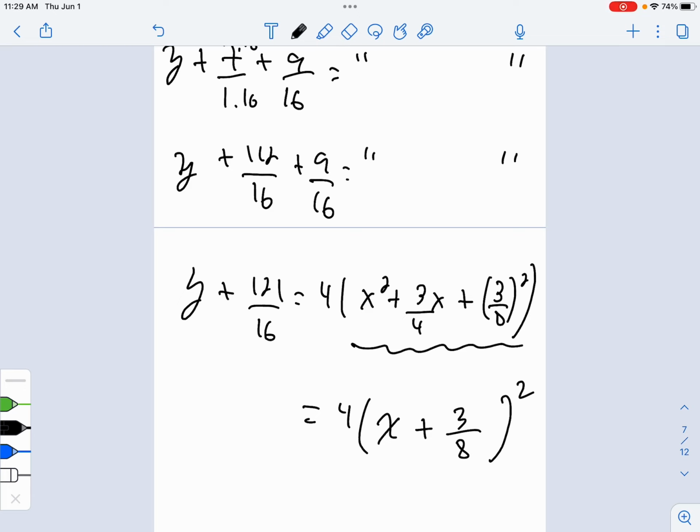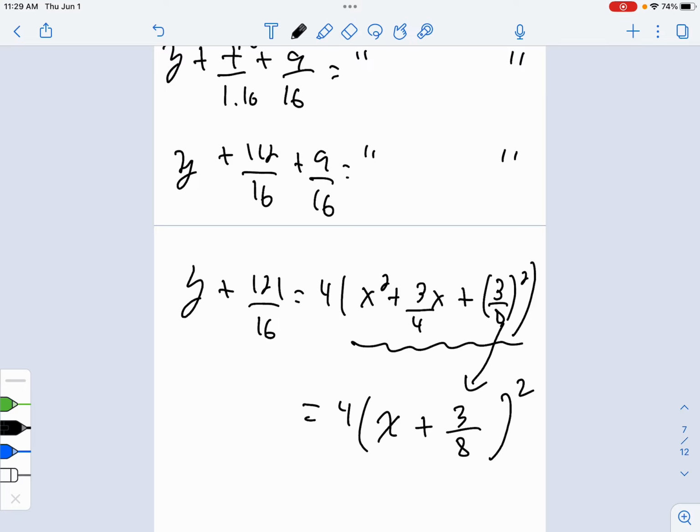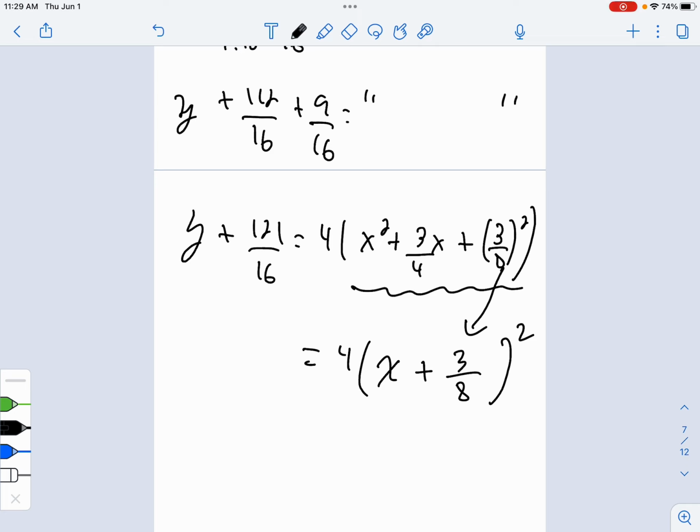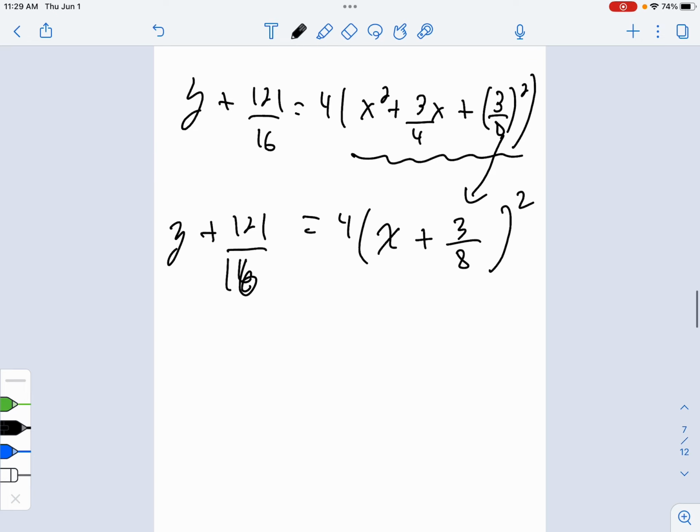And the reason I kept the 3/8 squared, by the way, is as a reminder of what always happens. That's 9/64, and I could have just added 9/64 there, but I rather kept it that way. And then on this side, I have y plus 121/16. And pretty much we're there.